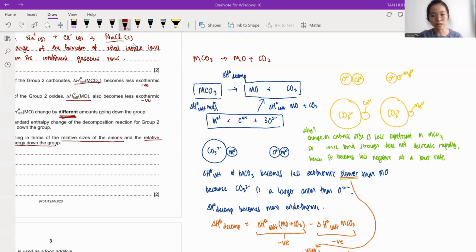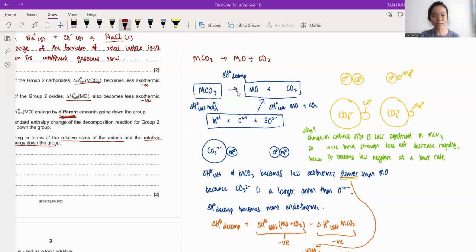I want this MCO3, it is formed from M2 plus and CO3 2 minus anion. And MO is formed from M2 plus and O2 minus. But CO2 will also be formed. So to form a Hess cycle, you need to include the CO2 as well, so the Hess cycle is balanced.